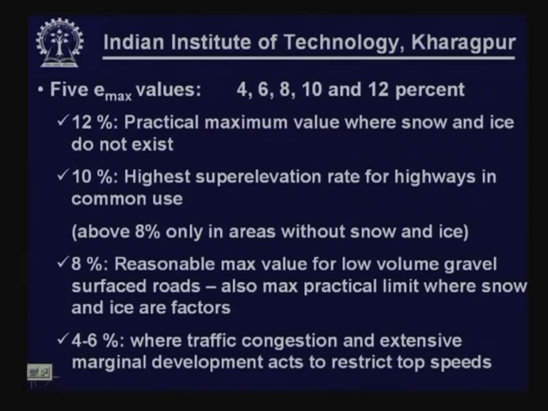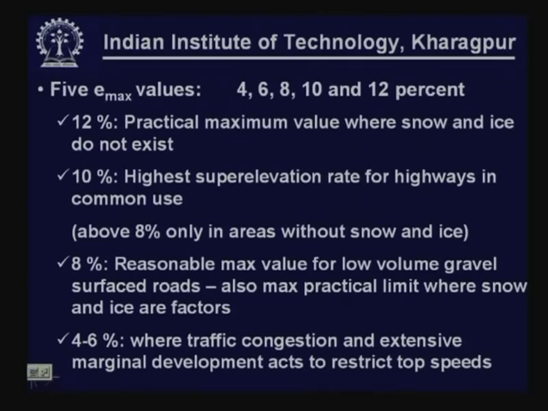8% indicates the maximum practicable limit where snow and ice are factors. Also, for gravel roads these are used, and where traffic congestion and extensive marginal development act to restrict the top speeds, a super elevation maximum value of 4 to 6% is used.